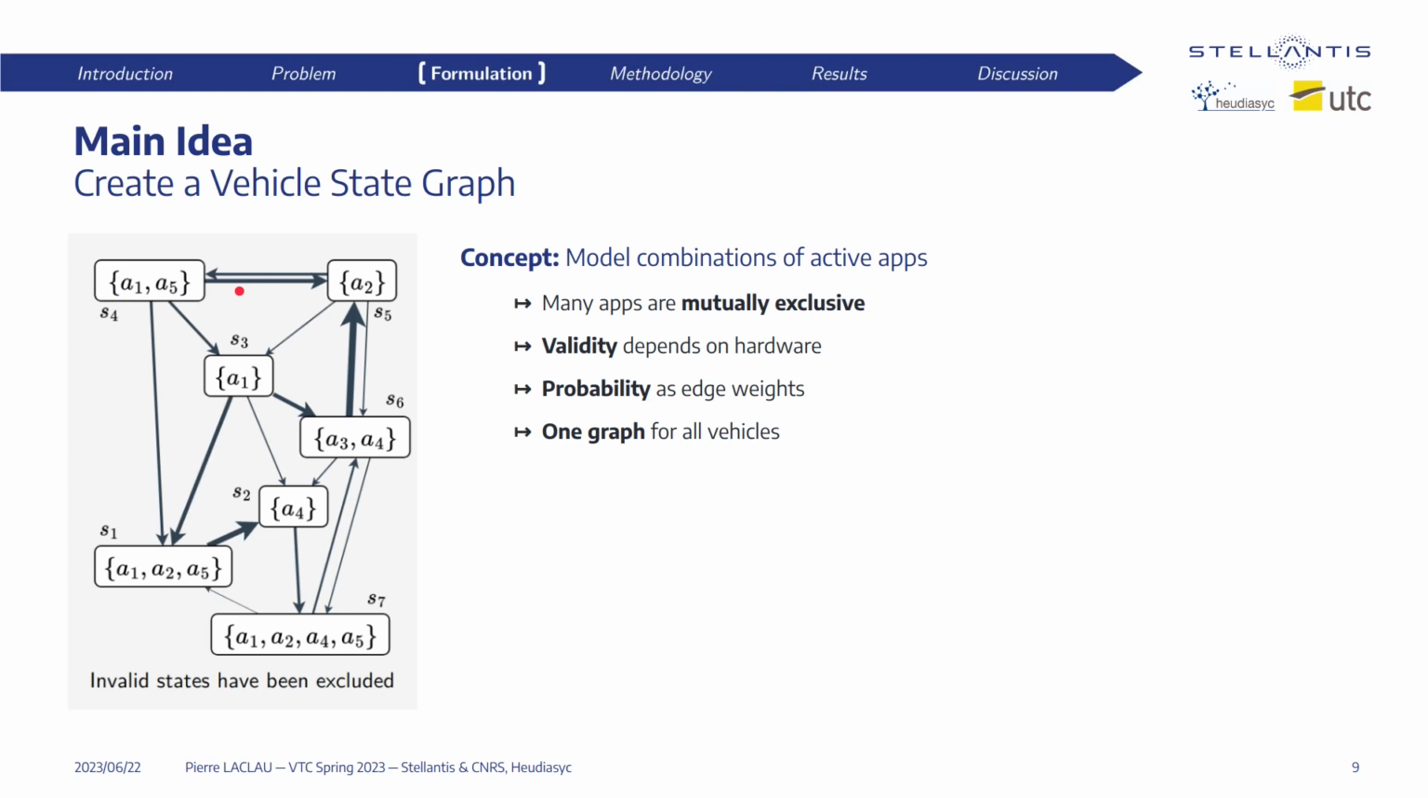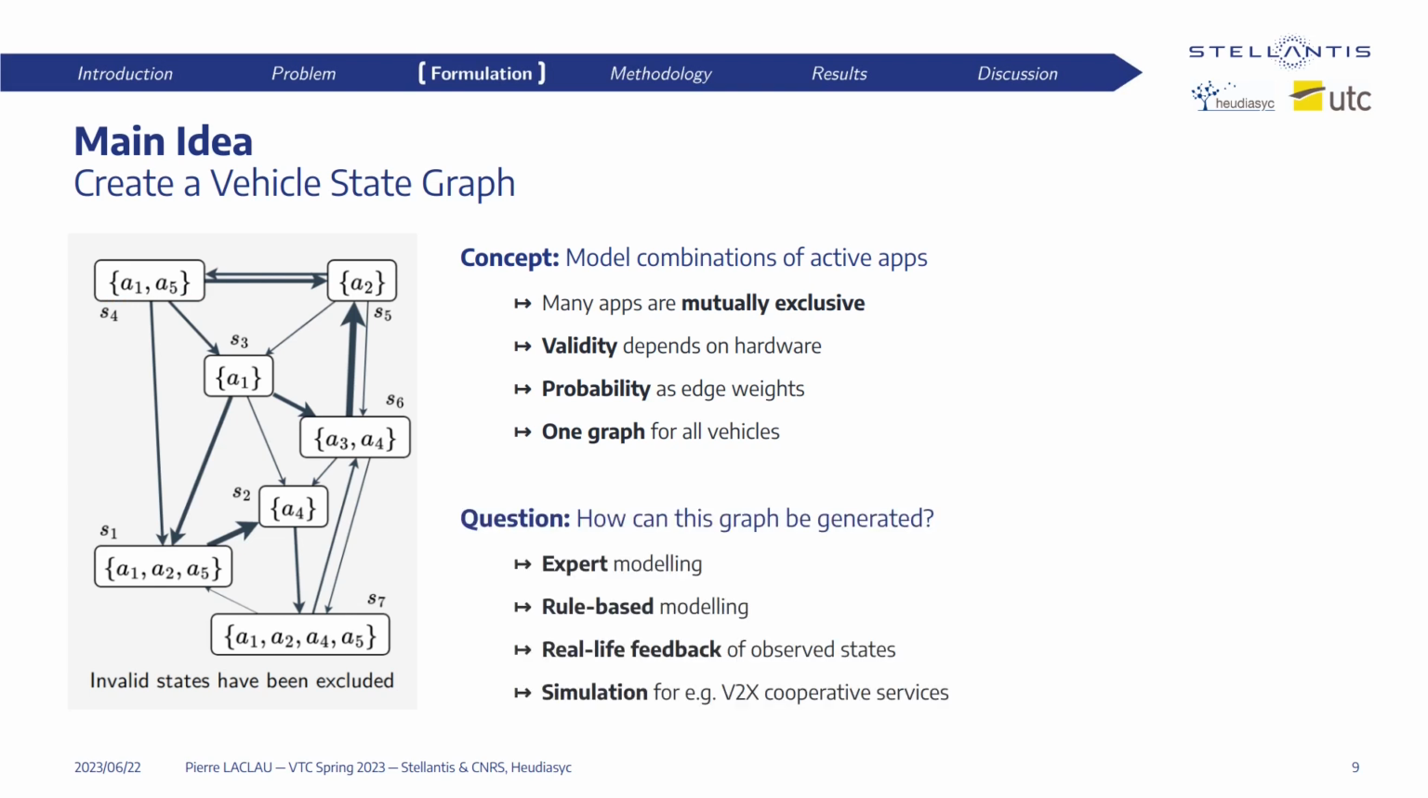And so this graph can be generated through several methods: through engineering and marketing teams, just as before, but also simulation with cooperative services and tests, as well as real-life feedback that comes from the existing vehicles, and we can improve iteratively with new data that we get. But I won't go too much into detail for that.